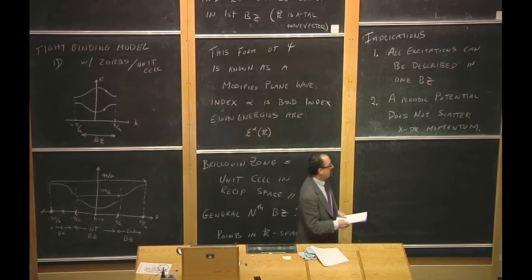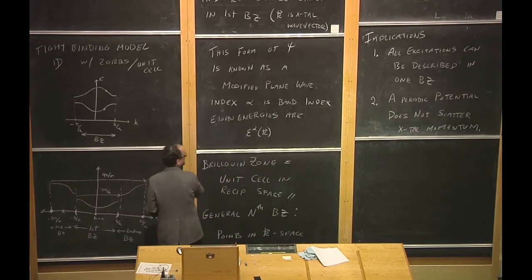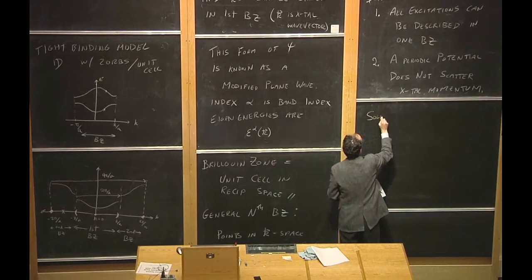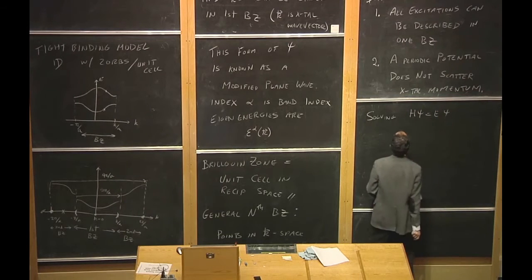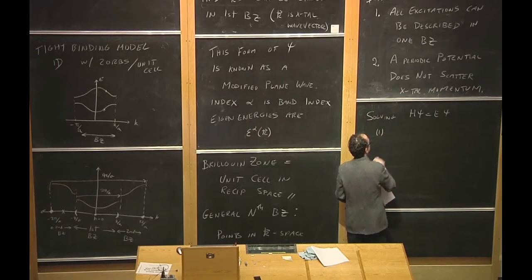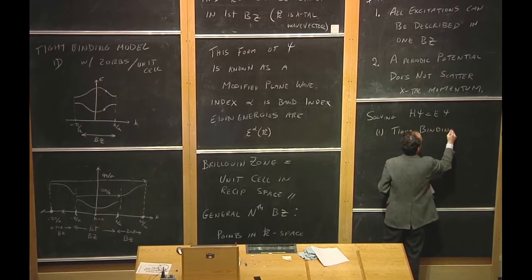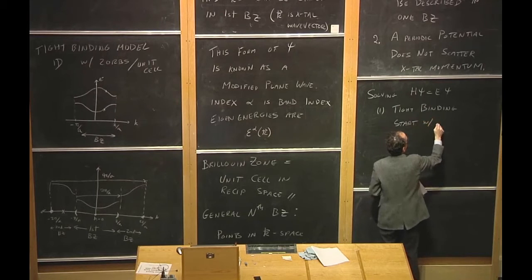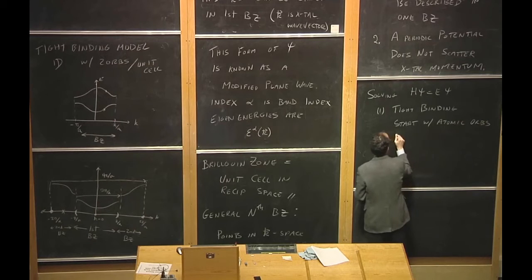All right, so the one thing that this doesn't do for us is it does not help us actually solve the Schrodinger equation. So solving the Schrodinger equation is still hard. And we've already discussed one way to do it. One way to do it is tight binding. And by tight binding, what we're really doing is we start with atomic orbitals, and allow weak hopping.